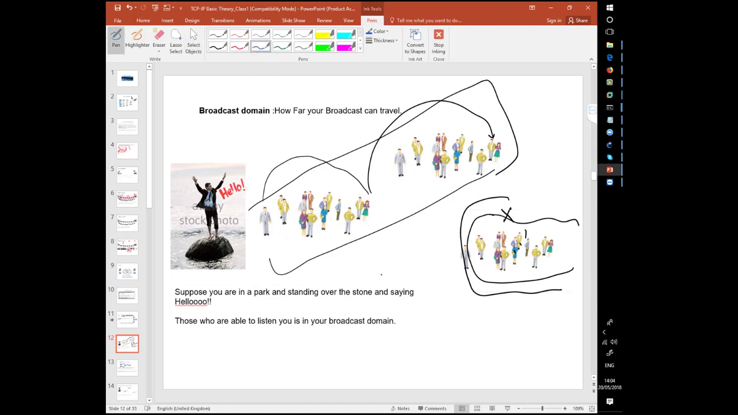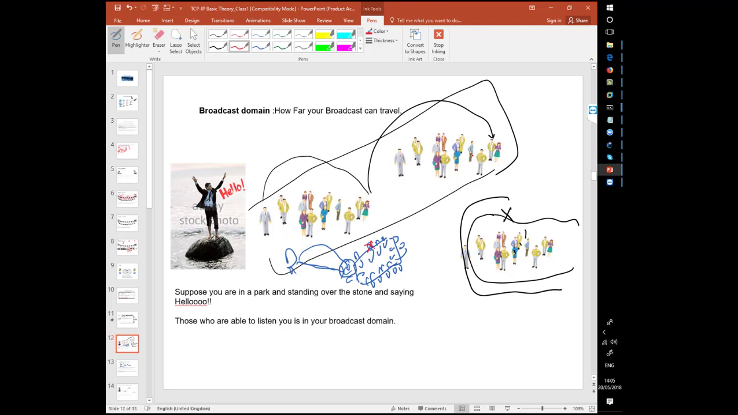Suppose this is your hub. You have this many ports, and you have this PC connected here. If I say a hub has a single broadcast domain, it means whatever packet this PC sends to this port, the hub is going to send that packet to everyone. Everyone is able to listen to that packet except the port from which you are sending the packet. These ports do not have any choice. They have to listen to your packet.